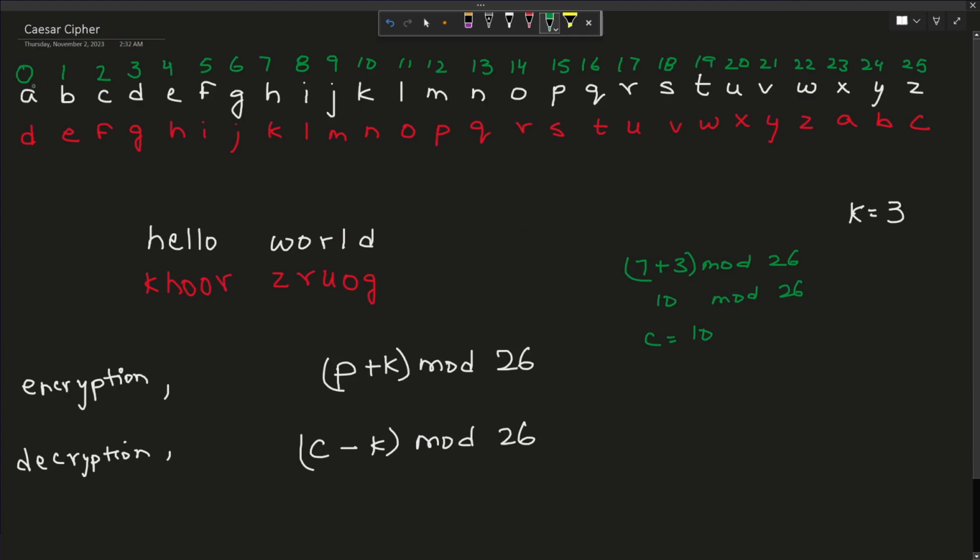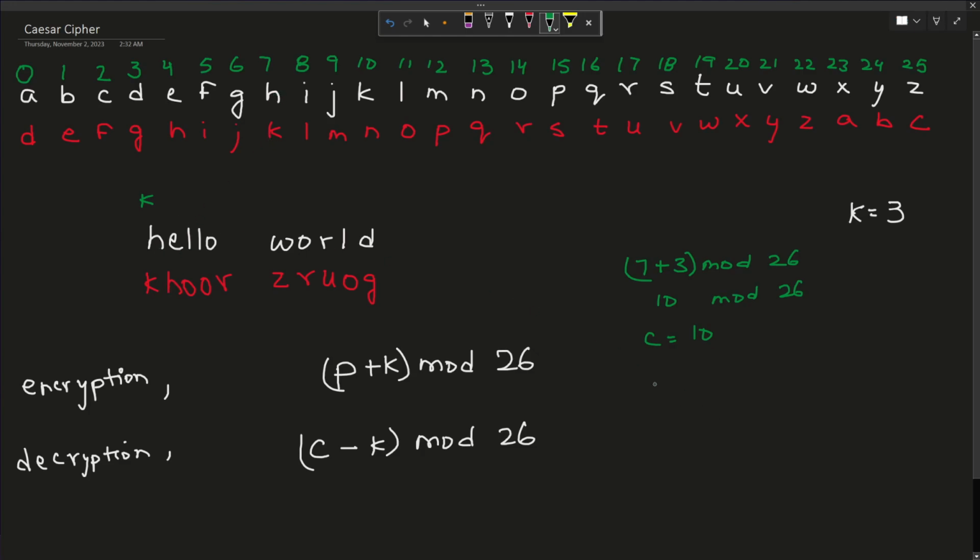Now we're coming back to our table over here. Which character is on the 10th place? We can see that K over here is on the 10th place. So in this scenario, H is equal to K. And we can also verify this with the below table and we can see H K, H K.